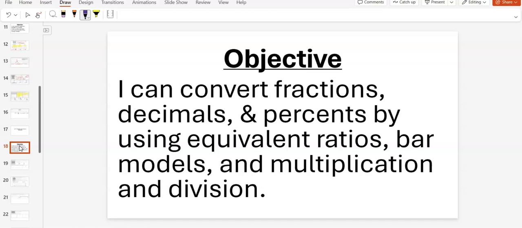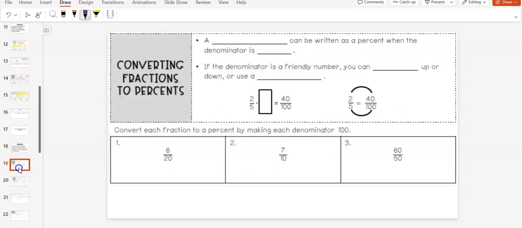So we are going to convert fractions, decimals, and percents, and we're going to learn how to do that in many ways. We're going to use equivalent ratios or proportions. We're going to use bar models, and we're going to use multiplication and division.